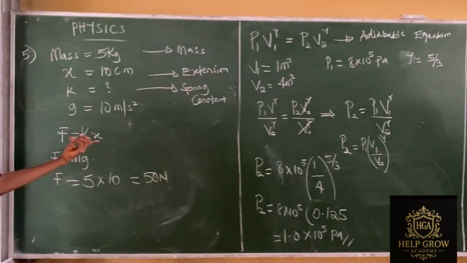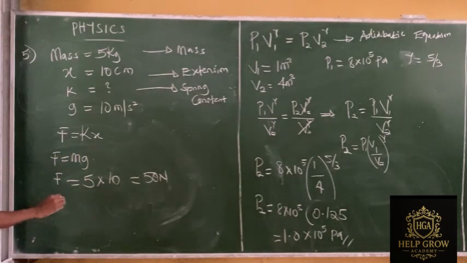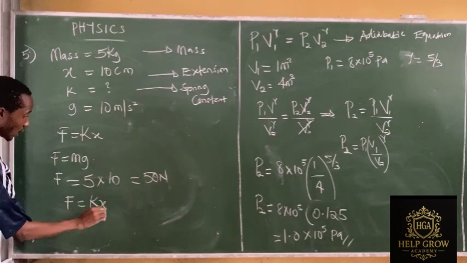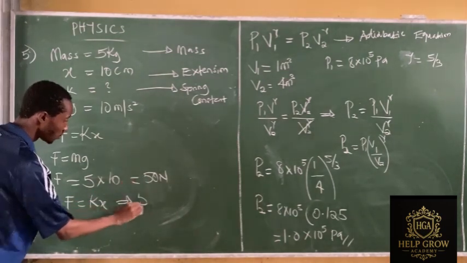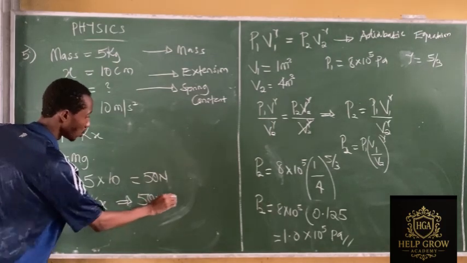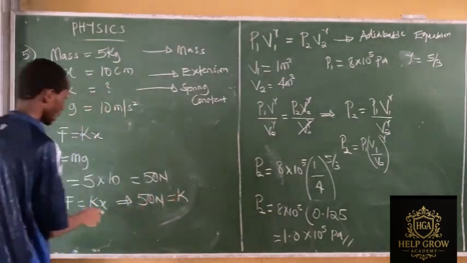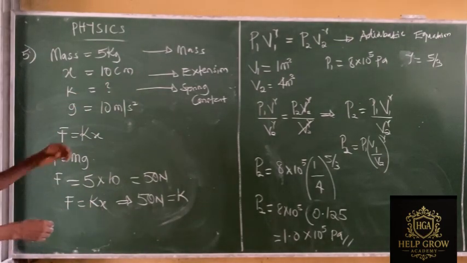Let's substitute it into this equation. F is equal to Kx. This gives us 50 newtons is equal to K, which is unknown, times x, the extension, which is 10 cm. Now, this is in cm.